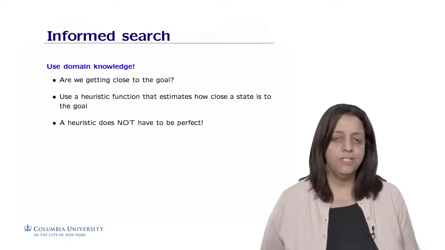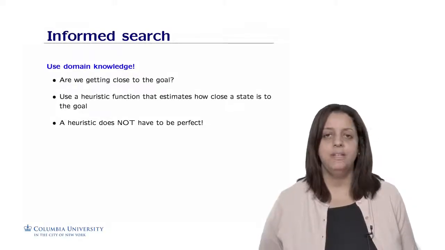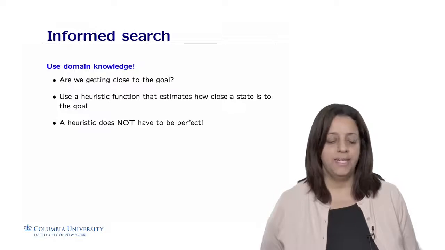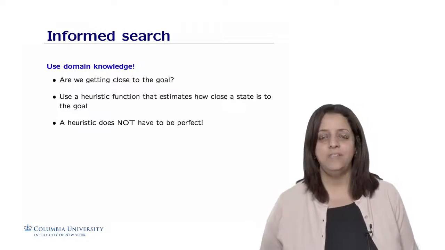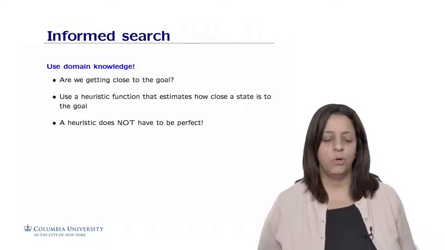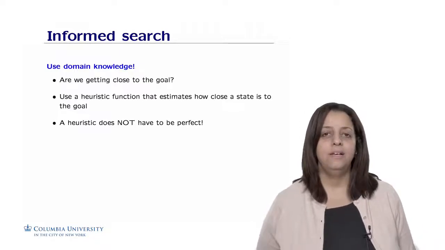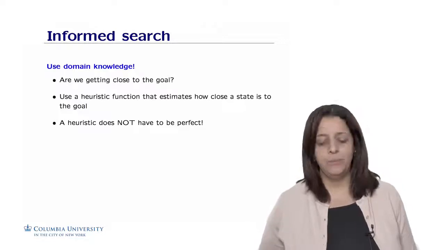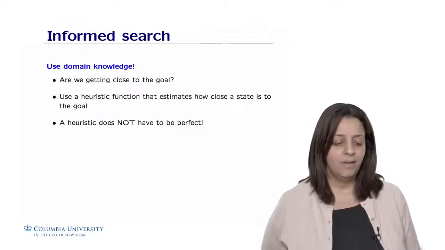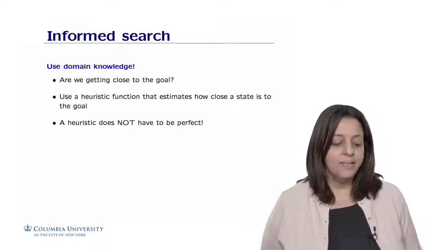In informed search, we're going to use some domain knowledge in which we ask whether we are getting to the goal. Remember, for uniform cost search, we don't have any information about how far we are from the goal. So we kept exploring around the start state until we reached the goal, but we were really erring around that. So the question is, are we getting to the goal?